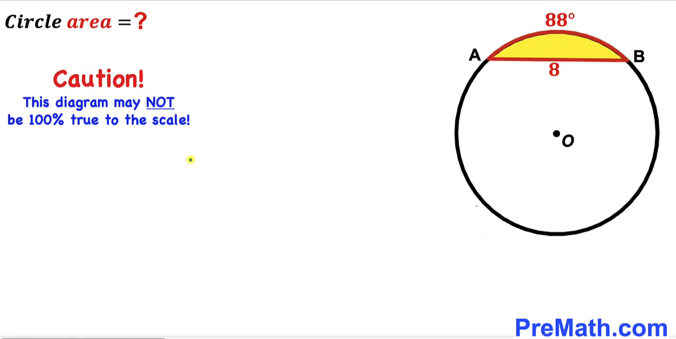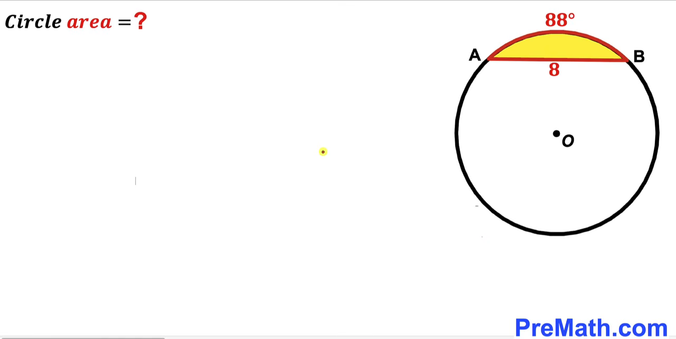Please keep in mind that this figure may not be 100% true to scale. Let's go ahead and get started. Here's our very first step. Since we are interested in calculating the area of this circle with center O, we must find the radius of this circle first. I am going to label the radius as lowercase r, and our task is to find the value of r.